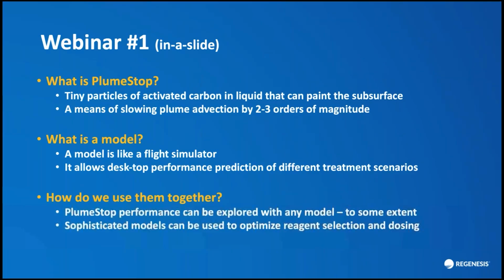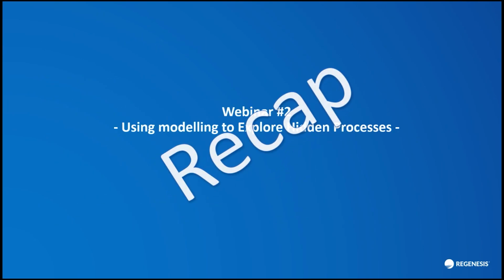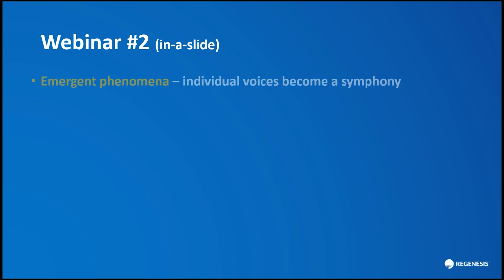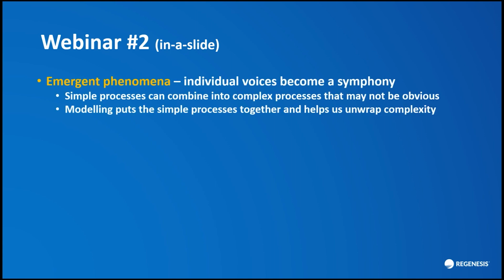Well, any fate and transport model can be used for exploring plume stop to some extent, but sophisticated models can be used for formal quantitative design, and indeed for many other purposes too, as this webinar series presents. The second webinar explored some deeper dives into strange and curious dark waters. We looked at emergent phenomena and how simple processes can combine into complex processes that might not be obvious.